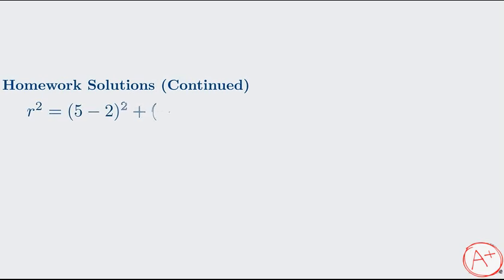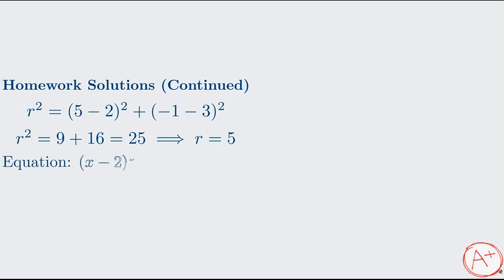For the hard question, first calculate the radius using the distance between (2, 3) and (5, -1). r squared equals 3 squared plus (-4) squared, which is 9 plus 16, resulting in 25. So r is 5. The equation is (x minus 2) squared plus (y minus 3) squared equals 25.